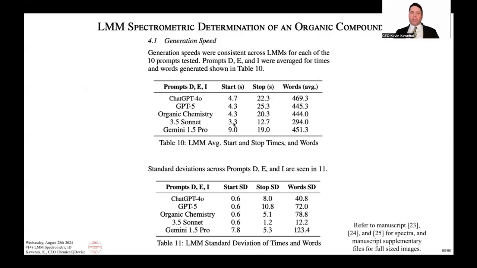And 3.5 Sonnet, it was definitely the fastest to start. Now, due to shorter responses, about 300 words, its stop time was shorter. So it'd probably still be shorter than pretty much these other ones if it were to go. But the main thing that popped out to me is it started faster once I gave it this high resolution image, up to about three megabytes or less, something like that.